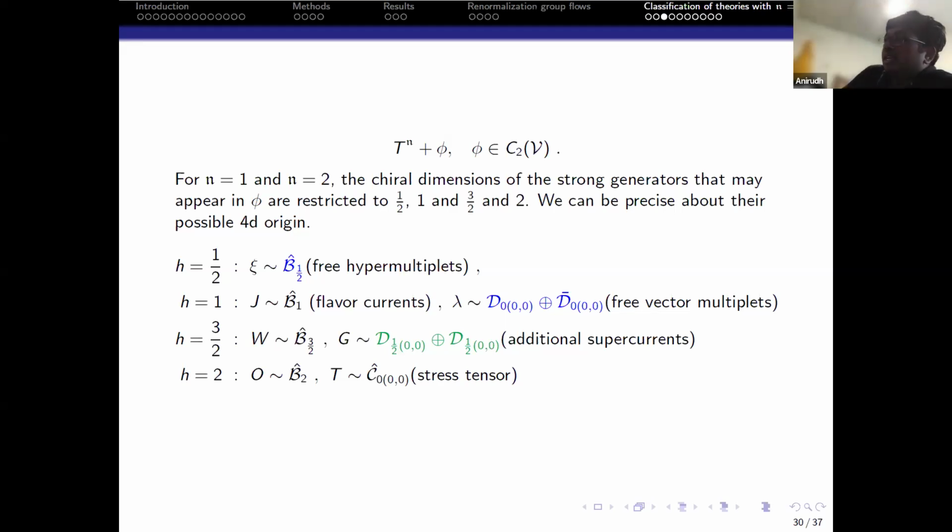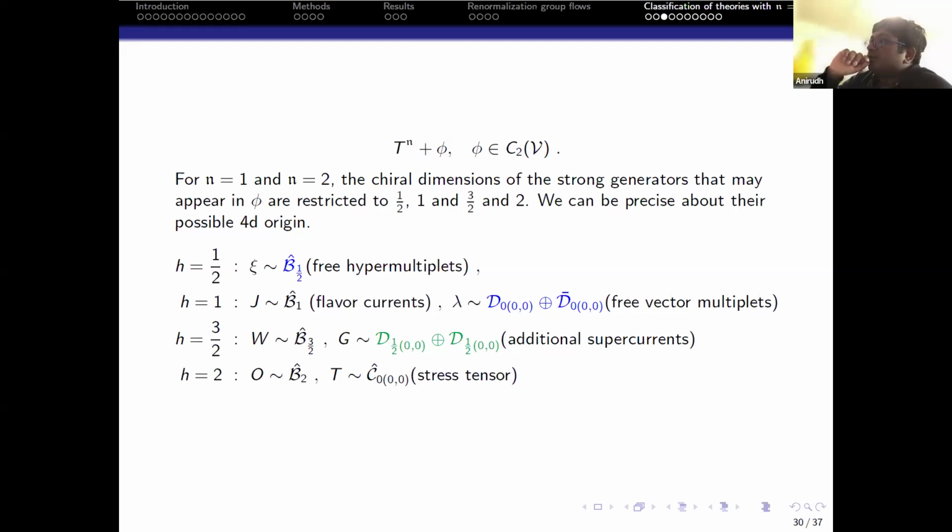And for weight h equal to 2, there is a weight 2 Higgs branch operator. And of course, the stress tensor, which I discussed at weight 2, is also here. So these are all the possible operators that you can have if you want the nilpotency index to be 1 or 2. Do you easily see whether it's N equals 3 or N equals 4 enhancement when you have these green guys? Do you easily see?